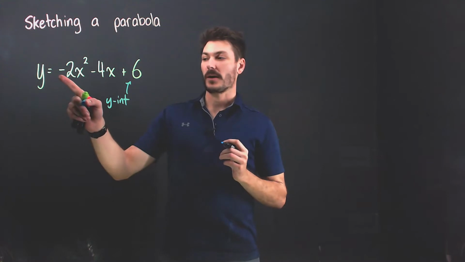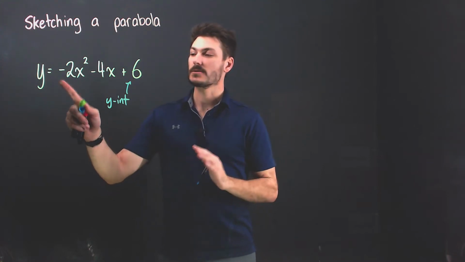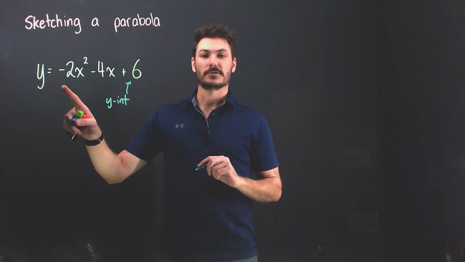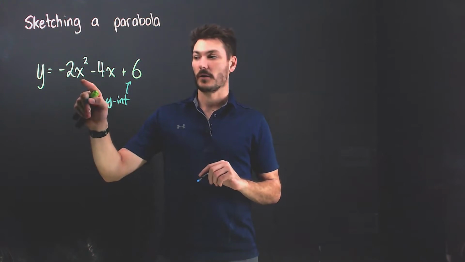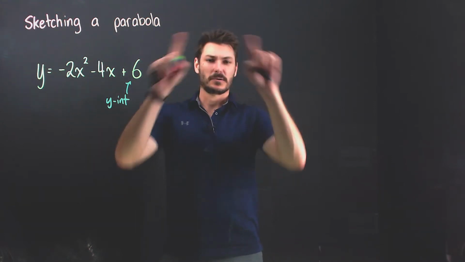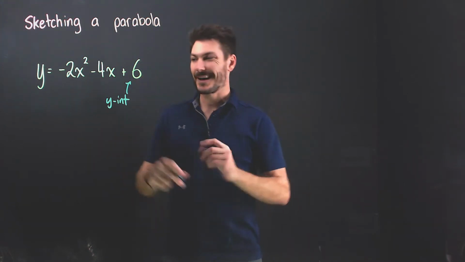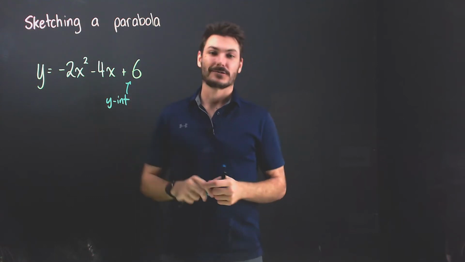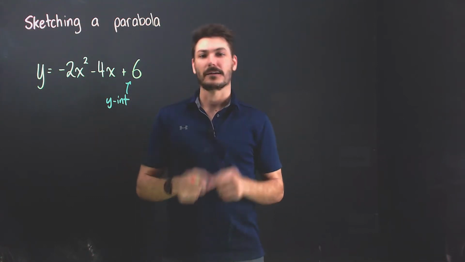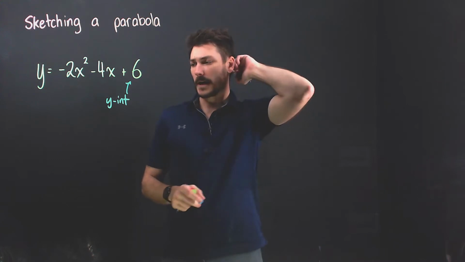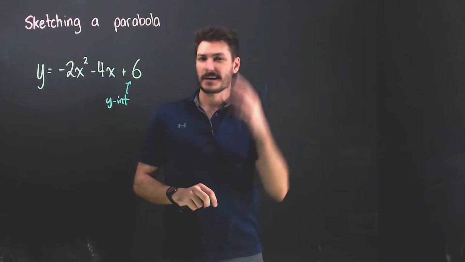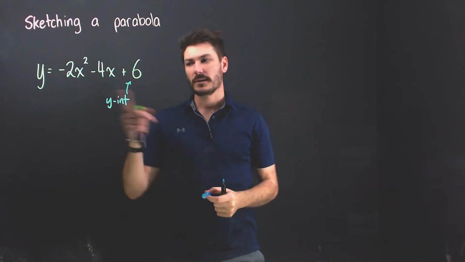And furthermore, I can just keep in the back of my mind the fact that this parabola is going to be negative. The coefficient of x squared is negative, and hence it's going to be a downward shape or a sad face. And it's by a factor of 2 as well, so it's going to be a bit thinner than a regular parabola. Okay, but further information such as the x-intercept or the turning point, we're going to need to manipulate this somewhat.